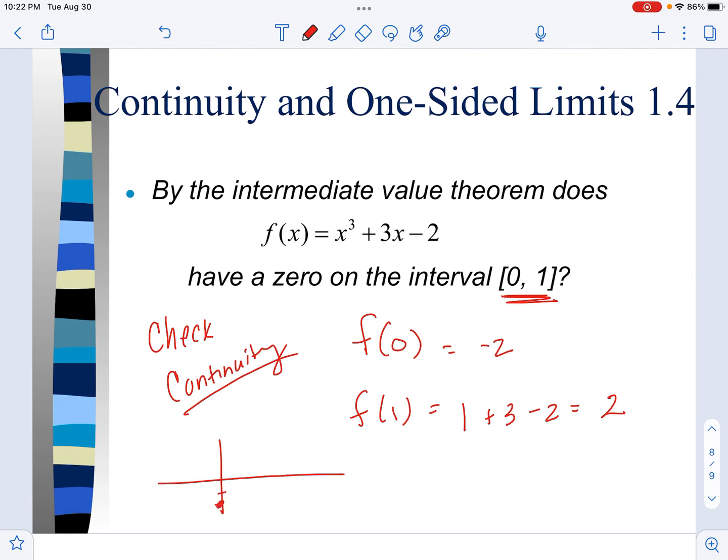That means that at 0, we have -2, so we would be down here. And at 1, we're going to say 1's over here, we're going up 2. So we know 0 is on the bottom and 1 is on the top. That would mean if it's continuous, it has to have a 0 because it's continuous. You can't pick up that pencil. Do we know exactly where it is and what it looks like? No, but by the intermediate value theorem, we can say it does have a 0. It has to cross in order for me to get there. So we would say, yes, it has a 0 by the intermediate value theorem.